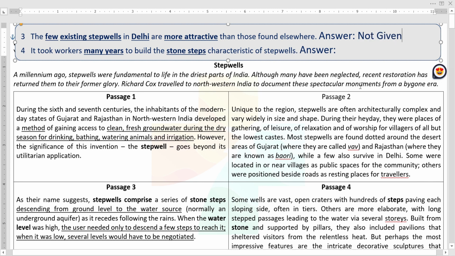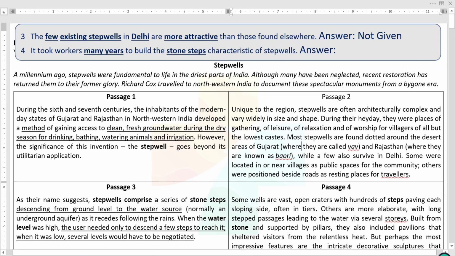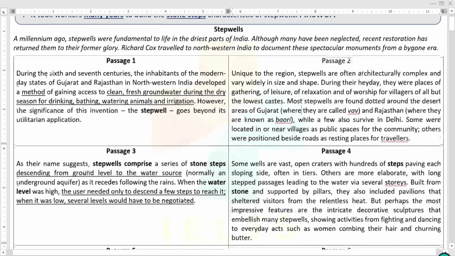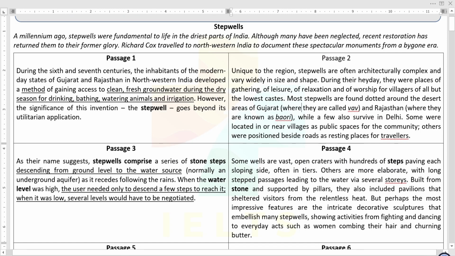Stone steps were shown in only passages 3 and 4. In passage 4, you have noticed that various steps and characteristics of stepwells have been shown. But there is no indication whether it took workers many years to build stone steps or not. So, the statement is not given.